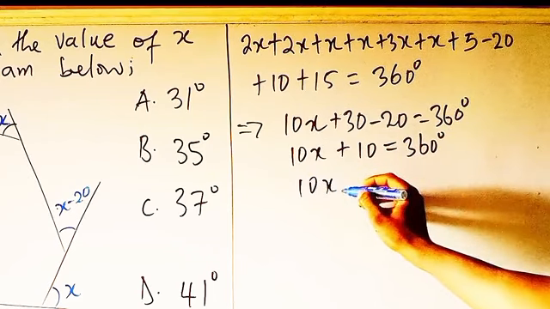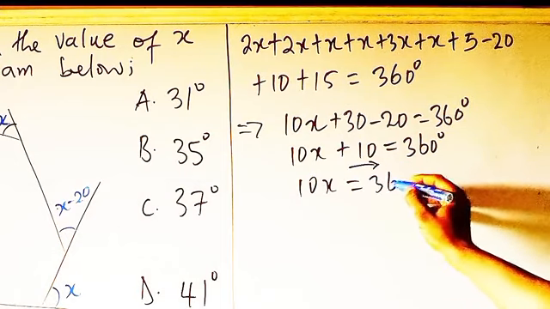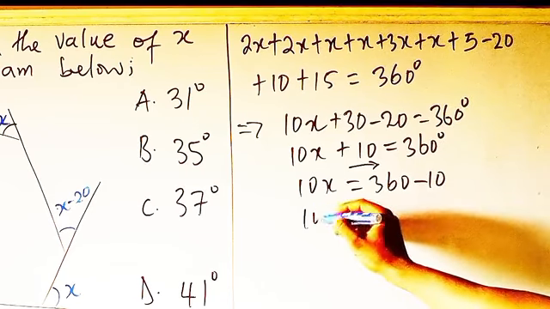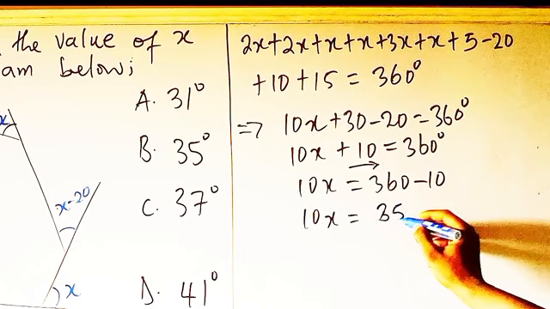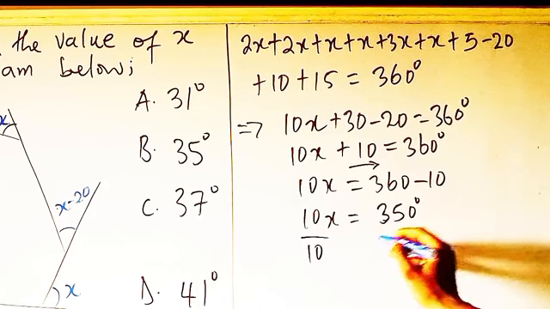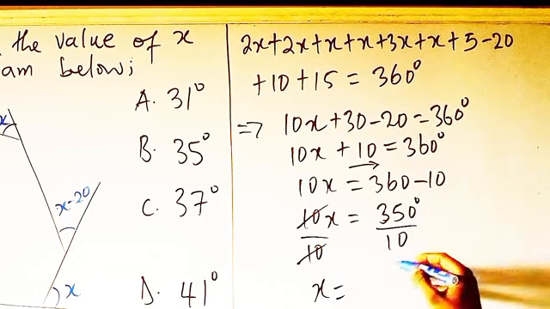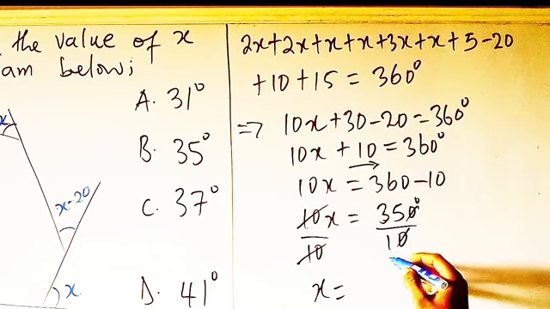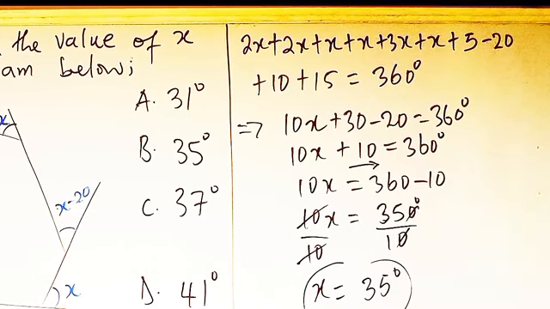So 10x will be equal to, we're going to transpose this 10 to the other side, 360 degrees minus 10. We have 10x equals 360 minus 10, that will be 350 degrees. Then we divide both sides by 10, right? So we cancel this, we have x equals 350 divided by 10, that will give us 35 degrees. So we have x to be 35 degrees.